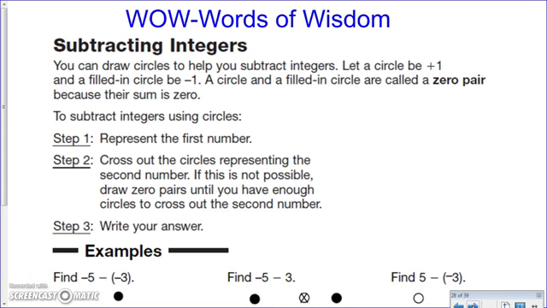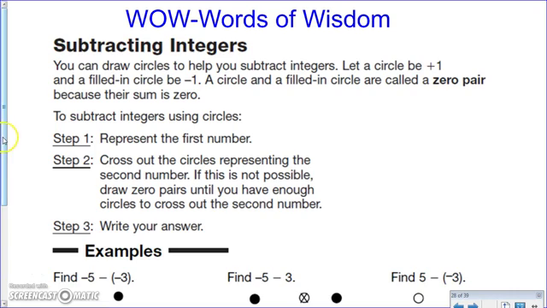Subtracting integers. You can draw circles to help you subtract integers, just like we did when we're adding them. Let a circle be +1 and a filled-in circle be -1. A circle and a filled-in circle are called a zero pair because their sum is 0. To subtract integers using circles.